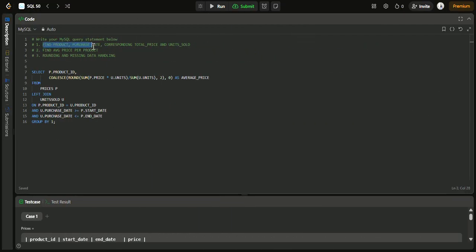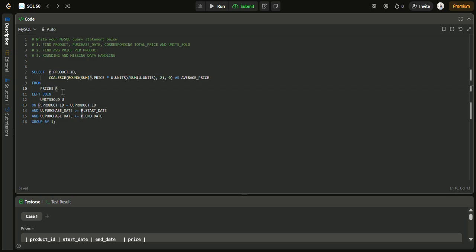First step is finding the product, purchase date, corresponding total price, and total units sold. Then finding average price per product, and then rounding and missing data handling. And that's exactly what we are doing. Select p.product ID. This part will come a little later.